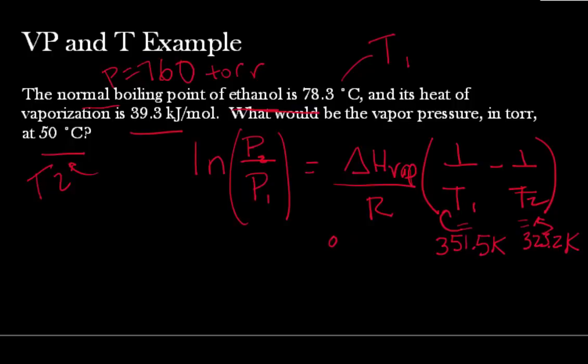Our R value, of course, is the gas constant, 8.314, in units of joules per mole Kelvin. The delta H of vaporization is always given in units of kilojoules, but we need our units to match, so we're going to express this in joules. I'm just going to write it up here real tiny. That's going to be 3.93 times 10 to the 4th joules per mole. It's the molar heat of vaporization. And then P1, we're going to let that be the normal, so that's going to be 760 torr.